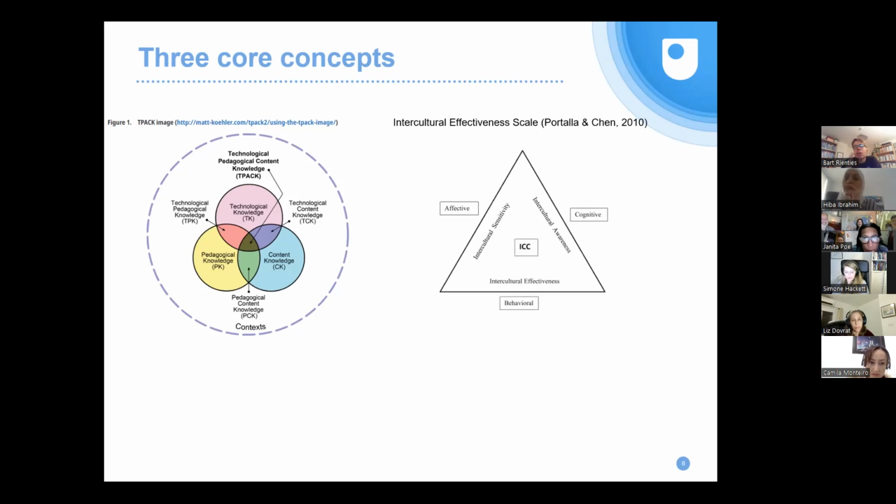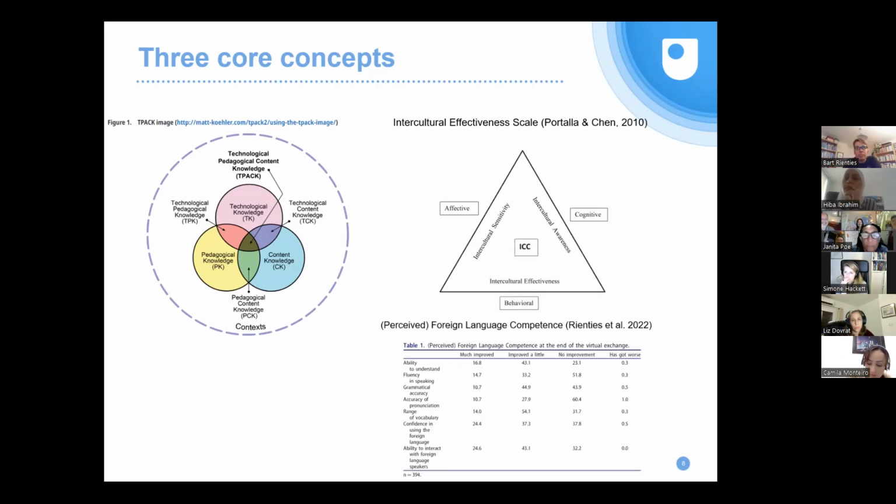interested in the intercultural effectiveness. So we also measured at the pre-test and the post-test, the Portela and Shen intercultural effectiveness scale. And last but not least, we also measured students' perceived foreign language competencies.